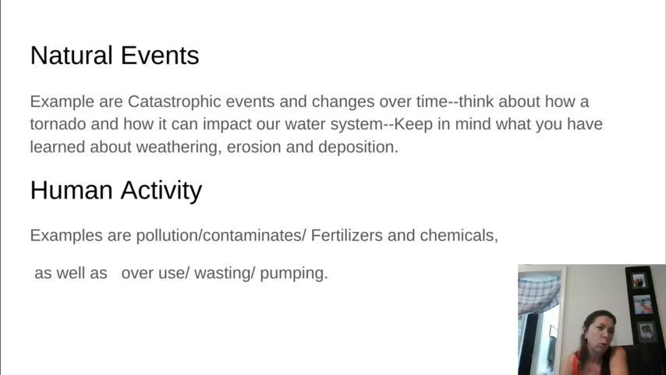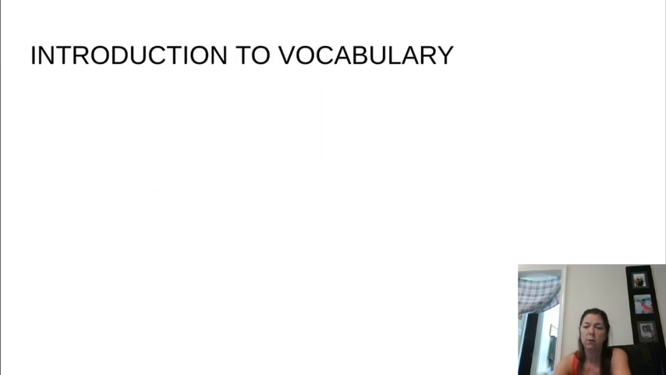Okay, hurricanes, tornadoes, even wildfires that are natural. Think about how a tornado can impact your water system. Keep in mind what you've learned about weathering, erosion, and deposition as well. Human activities, and what we're going to be looking at, are examples of ways that we affect our water. So things like pollution and contamination, fertilizers and chemicals, as well as overuse and wasting and overpumping when we're talking about wells. All these things can affect our water.